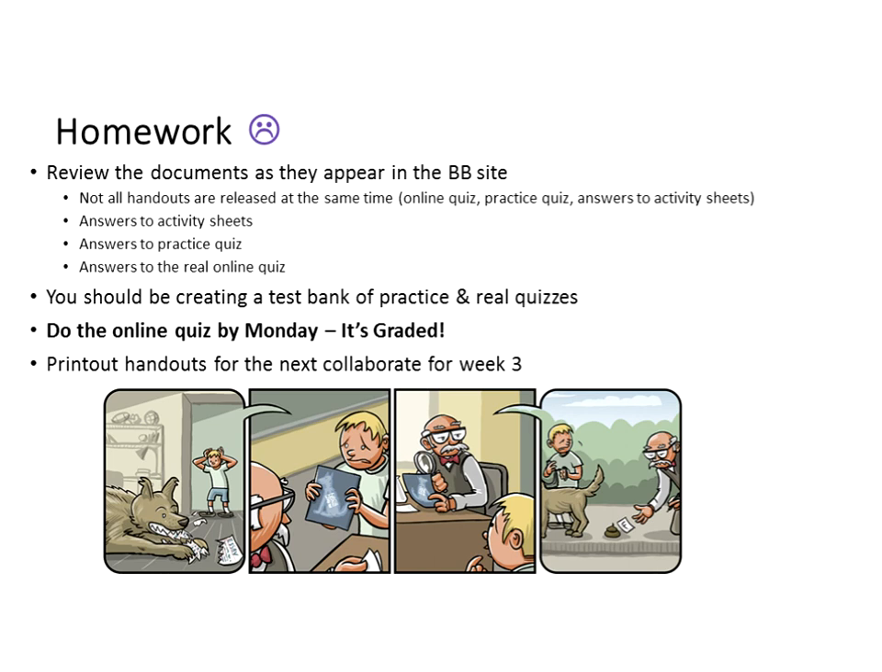So not all the handouts are released at the same time. The online quiz is the last thing that gets released. It has to be done by Monday. Some of you have not done the online quiz. I had to give you a 0. The practice quiz, I'll release in a couple of days. And the answers to the activity sheets I'll release in a couple of days, probably Thursday or Friday. So all those things are released to you at different times. And then I'll turn the quiz on Friday, and you can get on the quiz and finish it up by Monday. You have to do the quiz over the weekend.